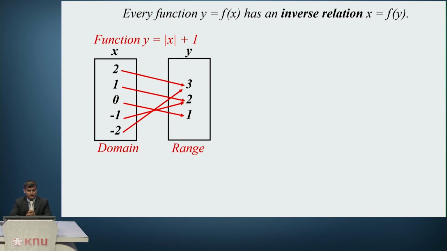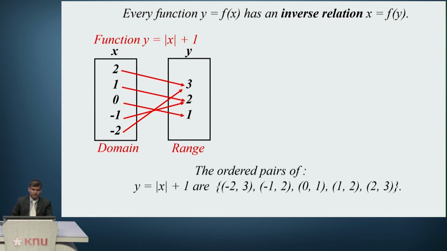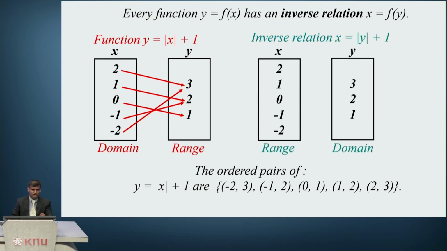So minus 1 is mapped to 2, minus 2 is mapped to 3, 1 is mapped to 2, 2 is mapped to 3, 0 is mapped to 1. Let's see further on this. So we have an ordered pair of this y equals absolute value of x plus 1 that are minus 2, 3, minus 1, 2, 0, 1, 1, 2 and 2, 3. So that's what has been developed by this.